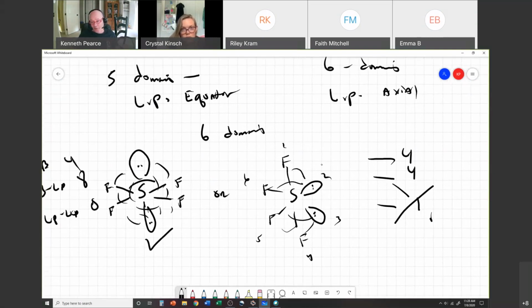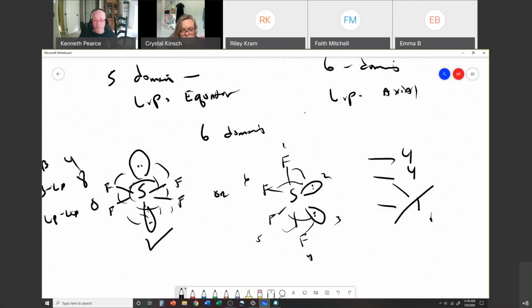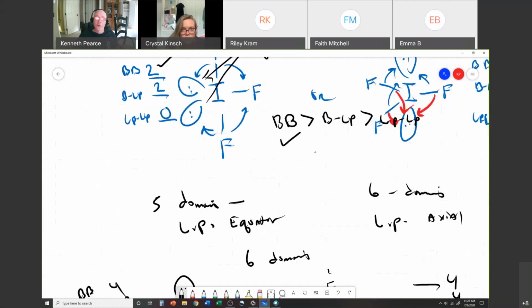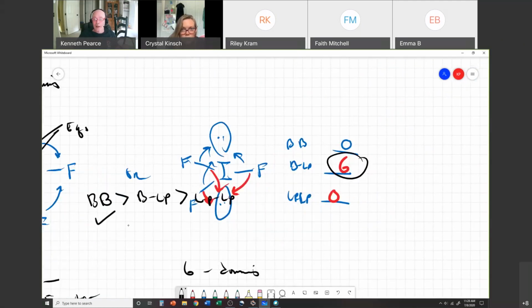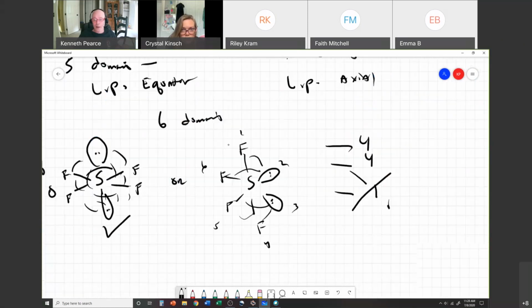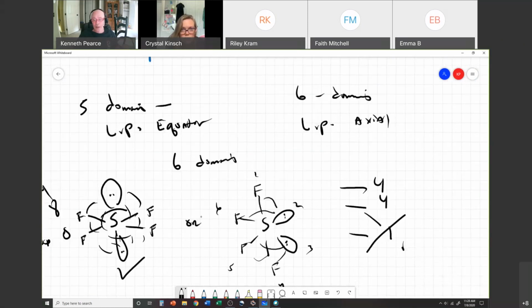All right, which one do you like better? I personally like just counting up. If I got 5, put them on the equator. If I got 6, put them on the axial. That's the way I prefer to do it. You do it either way you want to. But this is what you have to do for the lab, okay? But keep in mind, when you're doing the lab, we're looking at 90-degree interactions.